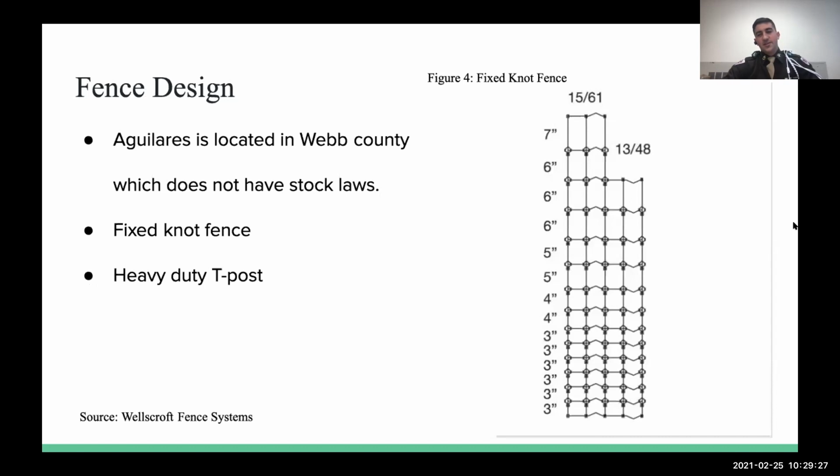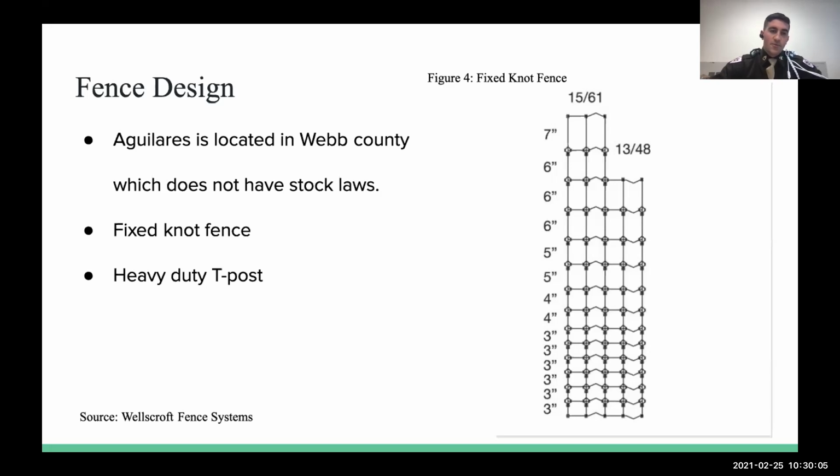Now for the fence design, I'd like to thank Team 3 for bringing this up, since we are producing vegetables that are really attractive to wildlife. One of the things I was looking into was that Texas is an open range state, unless each county makes its own decisions. But Aguilares is located in Webb County, which does not have any stock loss law. So basically, if any livestock goes into our garden, they're not liable for it.